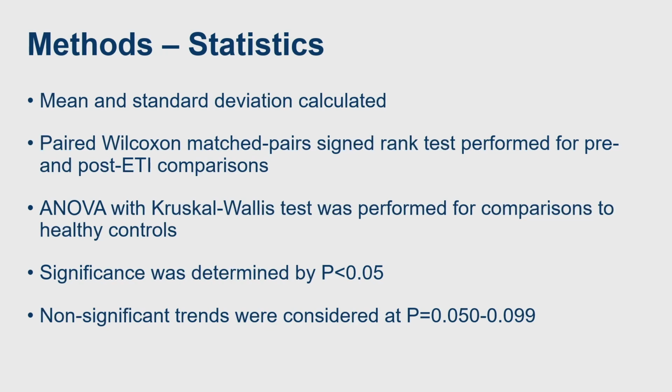Here are the statistics, mean and standard deviation. We did a paired Wilcoxon matched-pair signed-rank test for pre and post comparisons. ANOVA, and significance was determined using standard p less than 0.05. We set a priori a trend mark that we want to see where there are significant trends in this, because it's not a big cohort. So that was predefined as indicated.